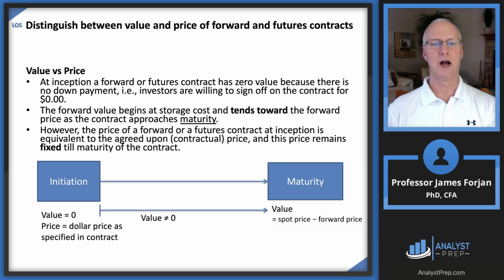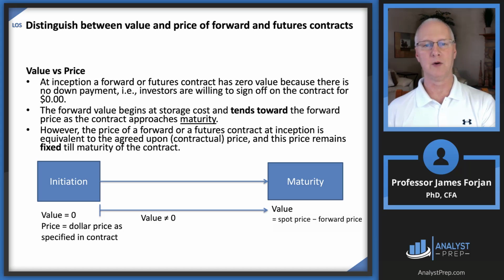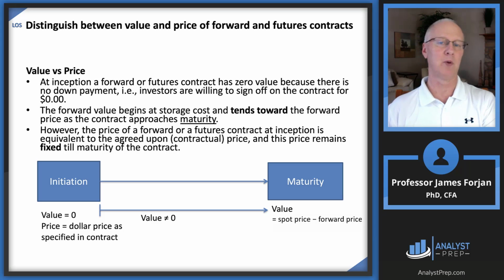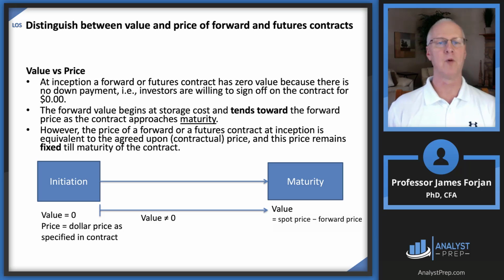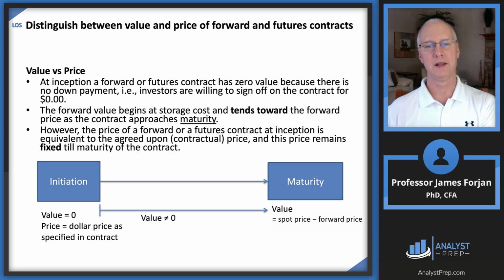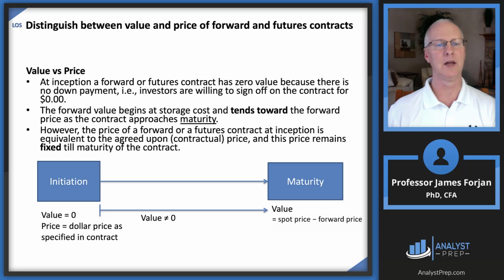Now, the forward value probably begins somewhere where the owner of the underlying asset has to store the asset, like the apple that we just talked about. And so what happens then is that the forward value will tend to move. It will tend to move towards that forward price as the contract approaches maturity. And then at maturity date, the spot price and the forward price or the futures price are going to converge. We'll talk at length about convergence at level 2.